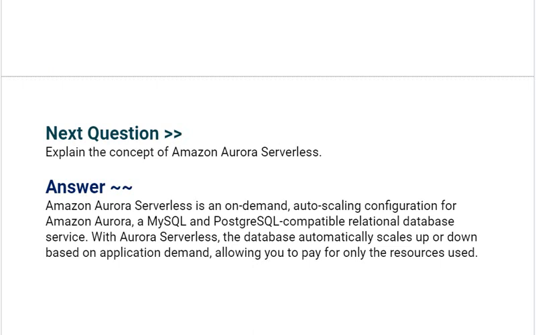Our next interview question is: explain the concept of Amazon Aurora Serverless. Your answer should be: Amazon Aurora Serverless is an on-demand auto-scaling configuration for Amazon Aurora, a MySQL and PostgreSQL compatible relational database service. With Aurora Serverless, the database automatically scales up or down based on application demand, allowing you to pay for only the resources used.